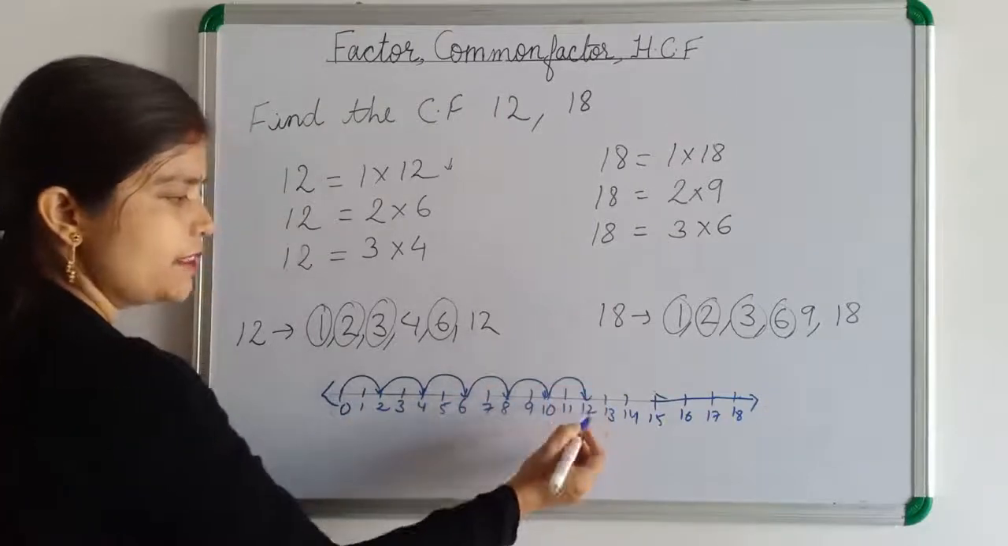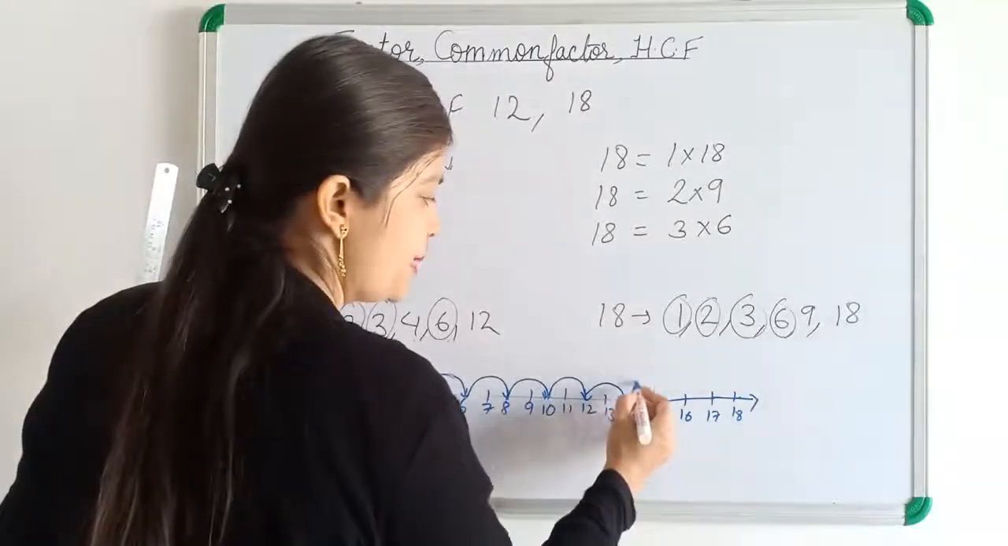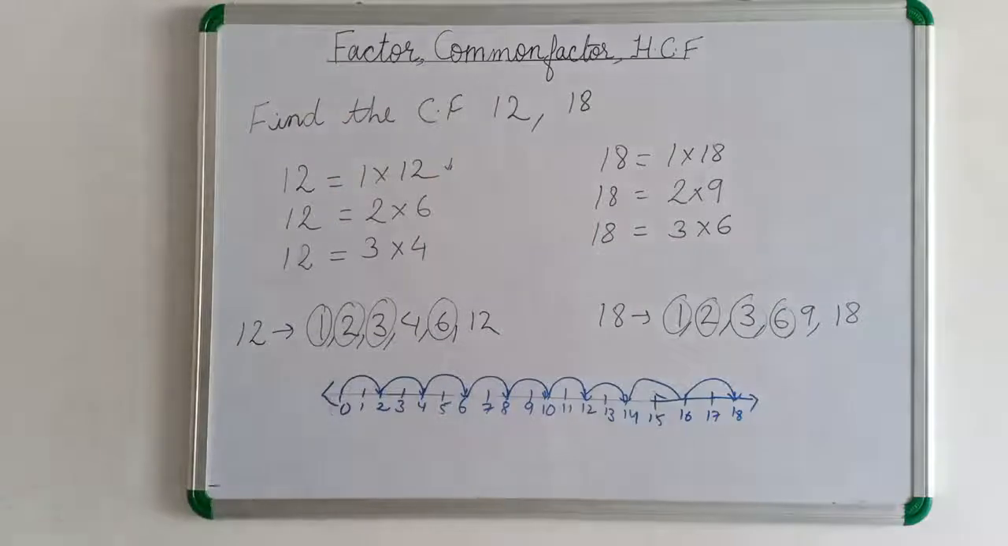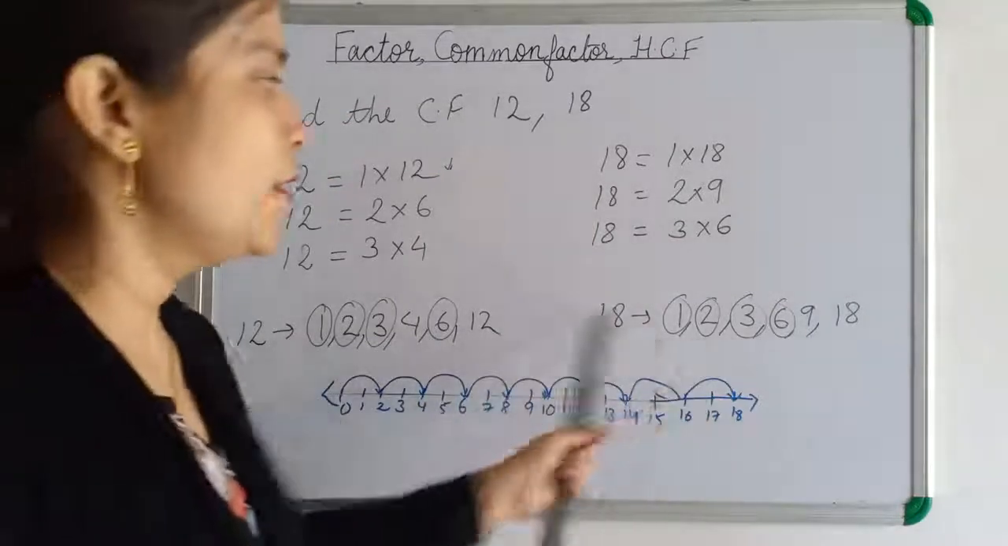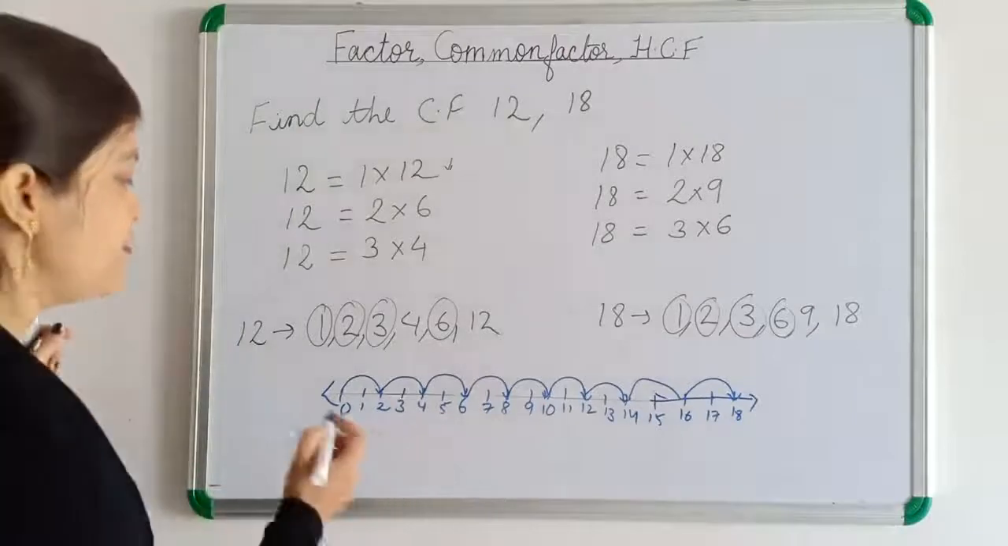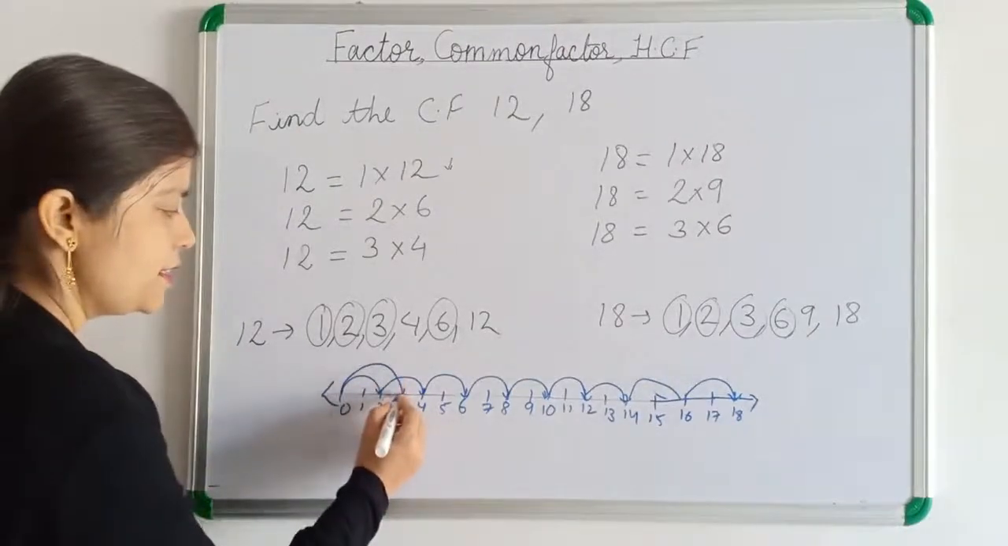We get 12 here now. And like that only, by jumping by 2, we will get 18 also. Now here, 3 is the common factor of both. Means if we jump by 3 steps, then also we will get both the numbers. You can see here, 3 steps.